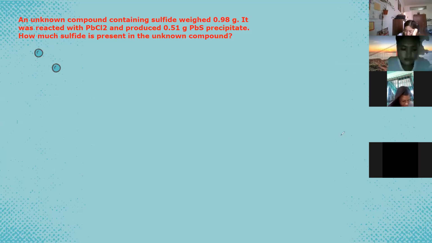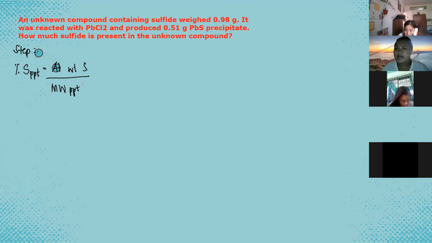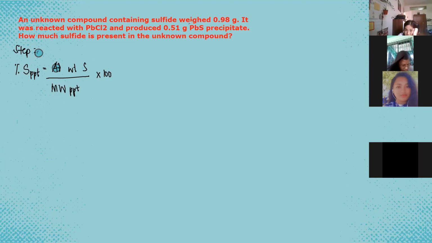Okay, wait lang. Step 1 sa ata. Step 1, the same thing ha. Computation of the amount of sulfide. So this time, ano siya? Percent sulfide in the precipitate. Atomic weight pa rin ni sulfide over molecular weight ni precipitate times 100. Ganito pa rin yung kanyang computation class. So the same, kung titingnan ninyo, the same ang formula, pinalitan lang natin ng sulfide.